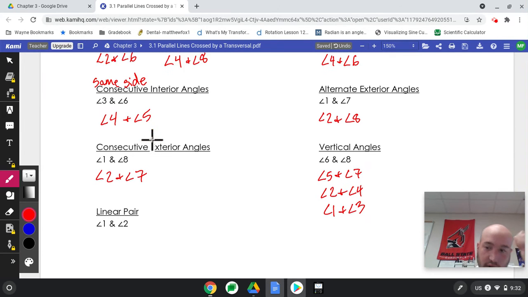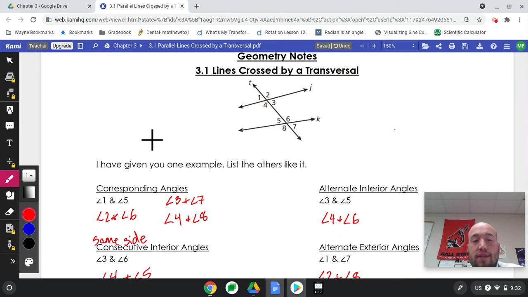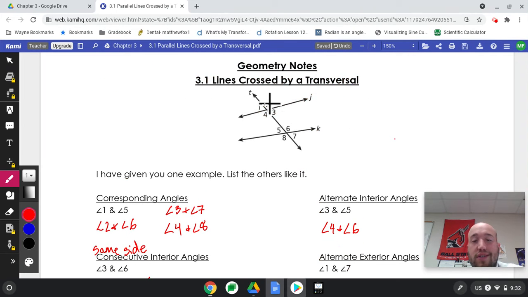And finally, our linear pair. If we look here, 1 and 2 is an example. Notice they're adjacent. They are going to be supplementary; they add up to 180. So 1 and 2 works.